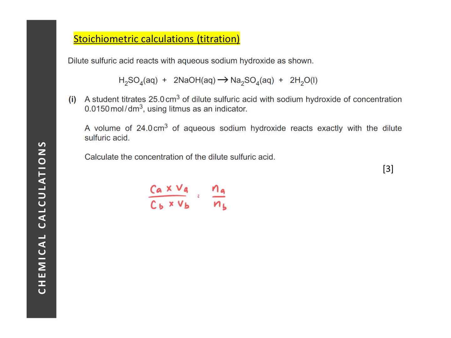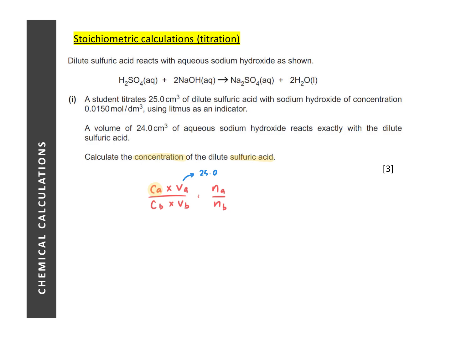So this question requires you to find the concentration of your acid, meaning you need to find Ca. All we need to do now is to substitute the values into this equation. Now, the question tells you that the volume of acid is 25 centimeter cube. The power of this formula lies in that you do not need to convert the volume into dm cube, for reasons that I will show you later.